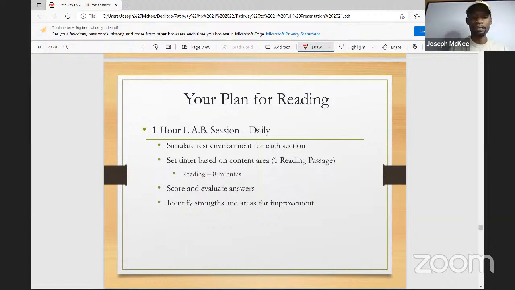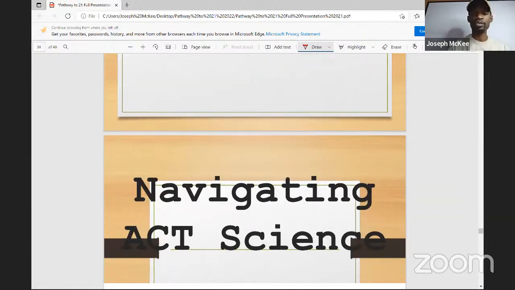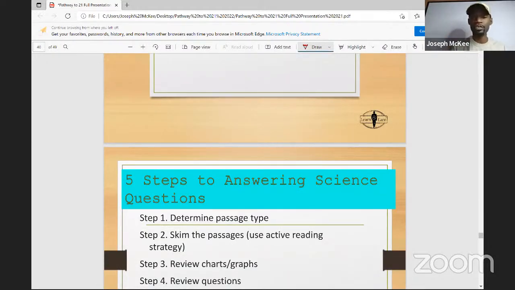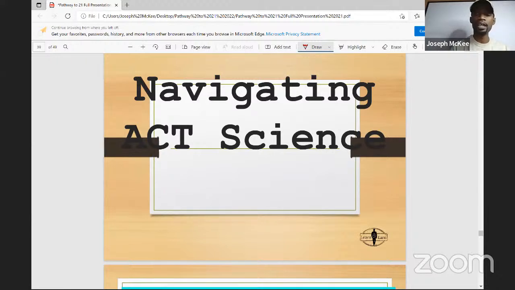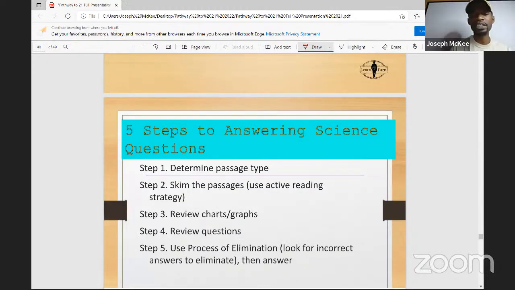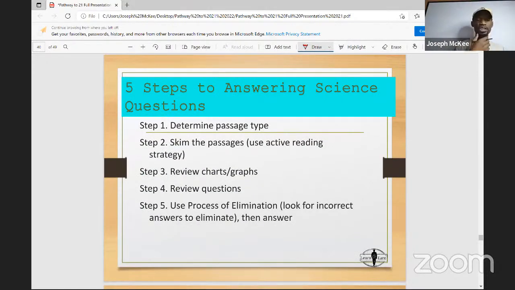Now, believe it or not, science works the same as the reading. It too is 35 minutes and there are 40 questions and you're given passages. So how do you position yourself to get those questions right on the science? First thing, determine your passage type. You got to figure out which of those science passages you are getting the most answers correct during your practice.